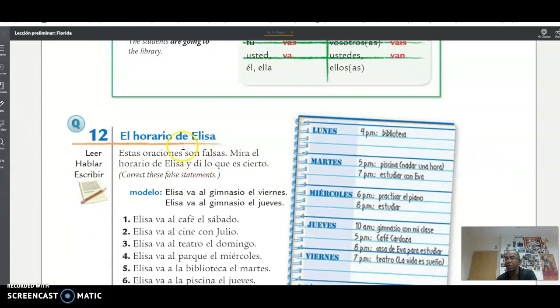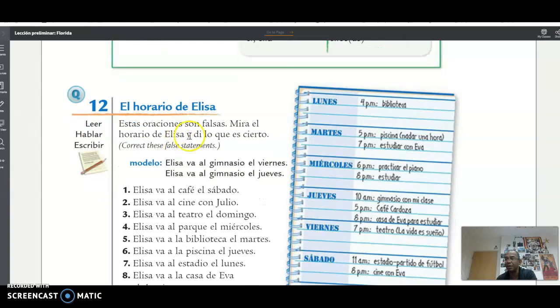El horario de Lisa. Estas oraciones son falsas. Mira el horario de Lisa y di lo que es cierto. These sentences are false, all of them. Look at this agenda, Lisa's itinerary, and specify what is true and what's false.